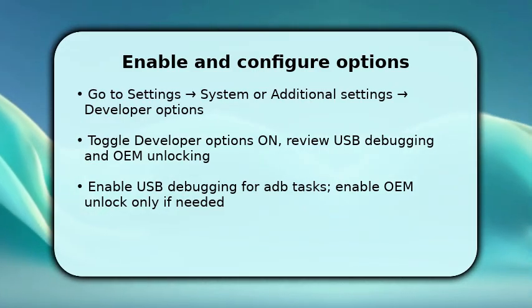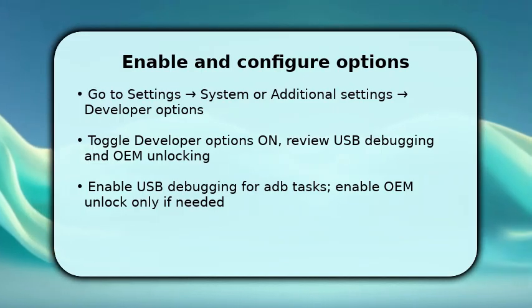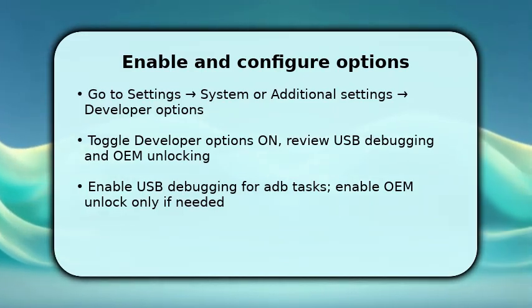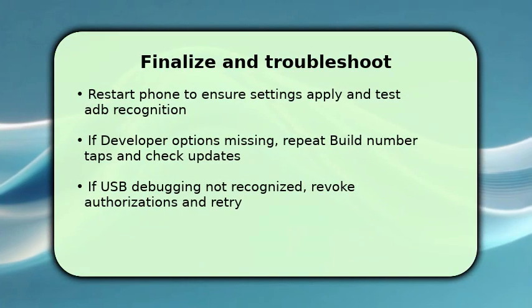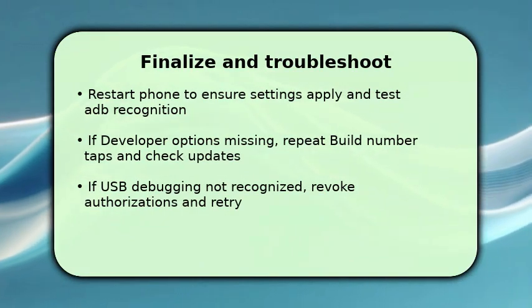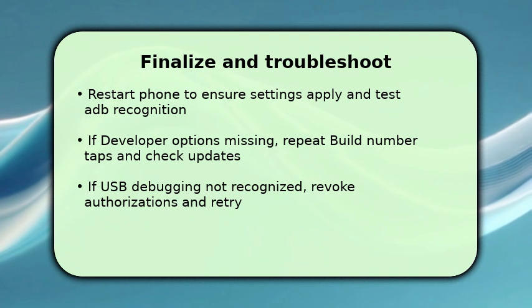Grant USB debugging trust to your computer when prompted. Finish by restarting your phone to ensure developer options and debugging persist across boots. Then connect to your PC and run adb devices to confirm a connection.